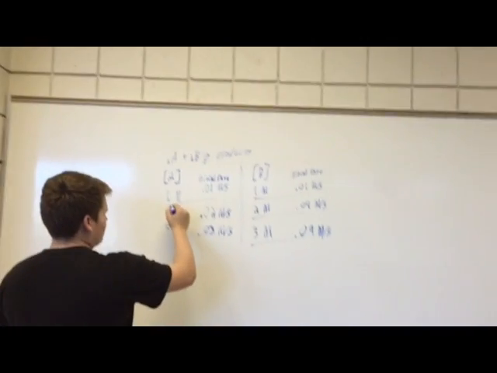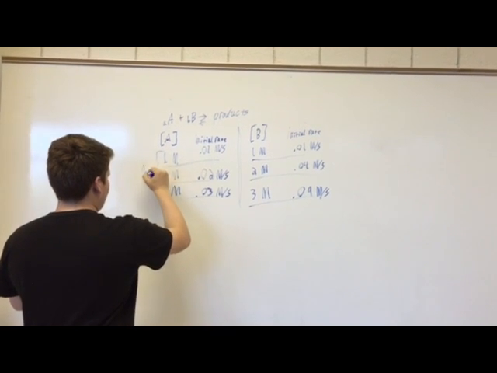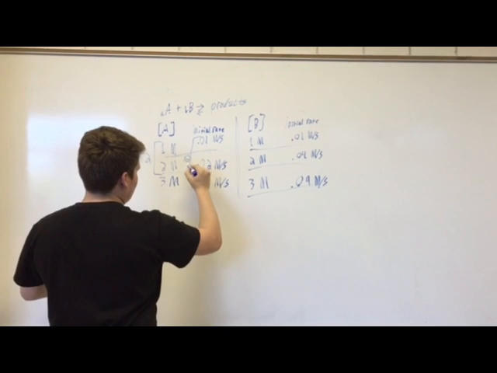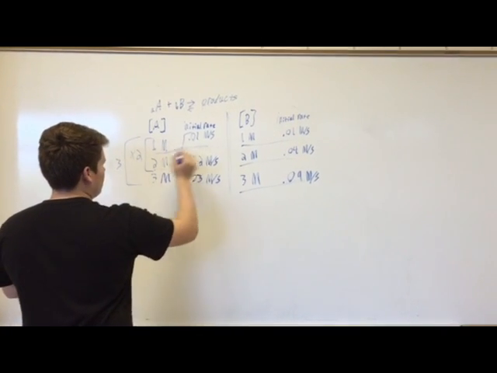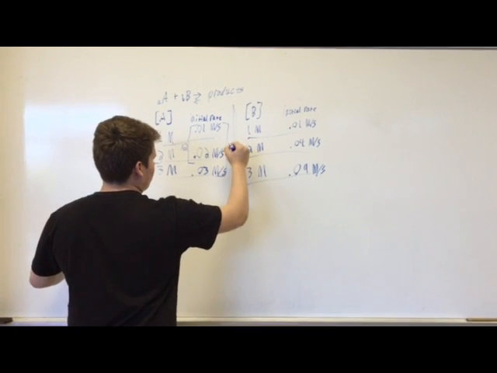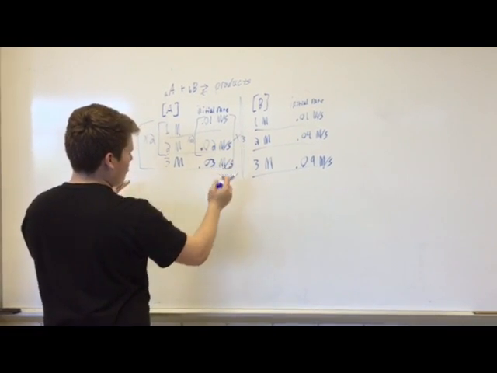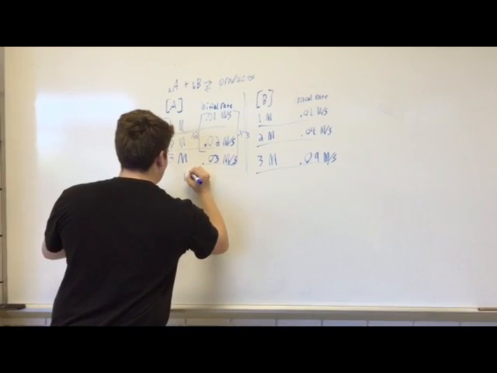So here, when the concentration is going up by 2, this goes up by 2 as well. And when the concentration goes up by 3, this goes to 3 as well. So since there's a direct correlation between how much they're changing, this one's just going to be first order.